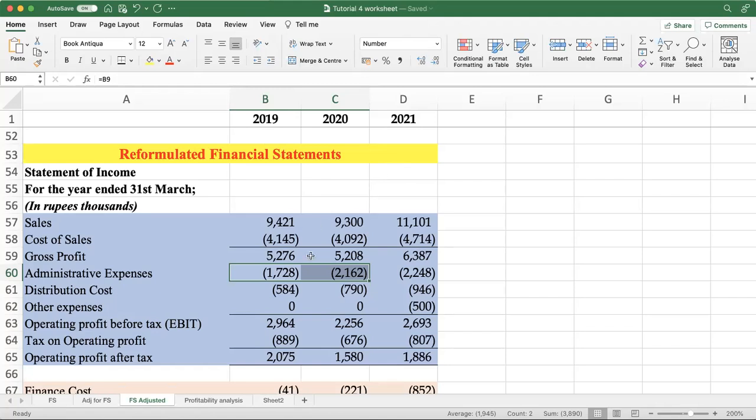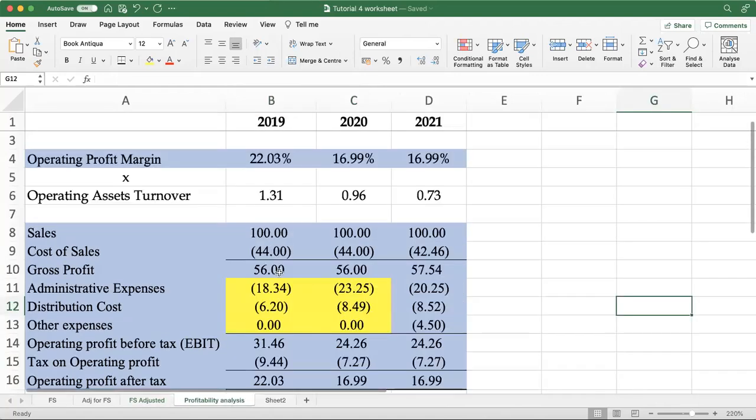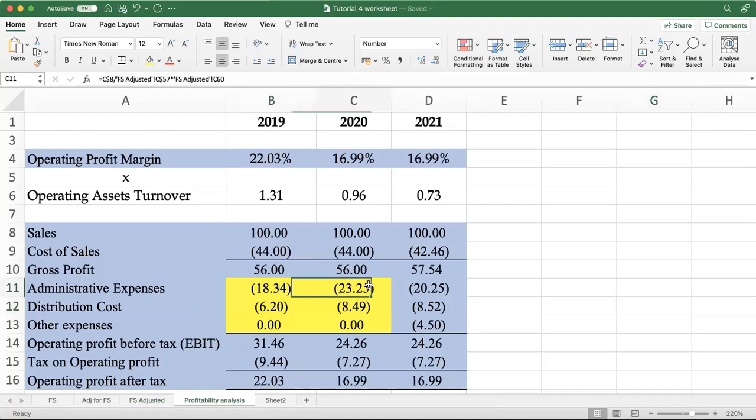Now we found one reason for the decline in operating profit margin: an increase in administrative expense proportion. In addition, you see, distribution cost proportionally increased.